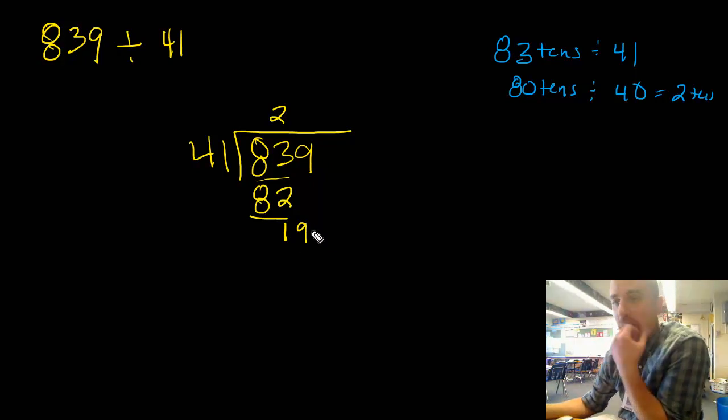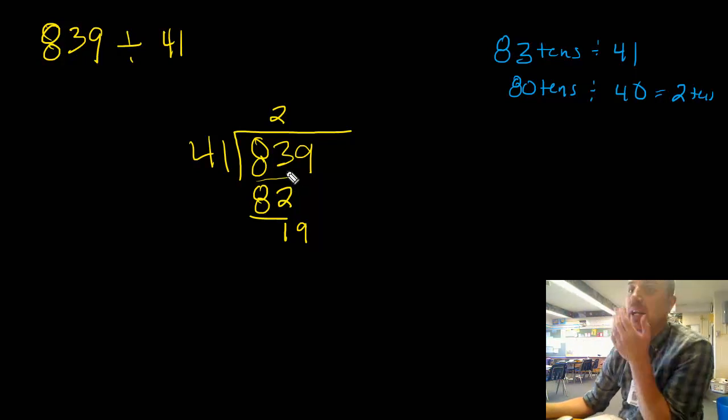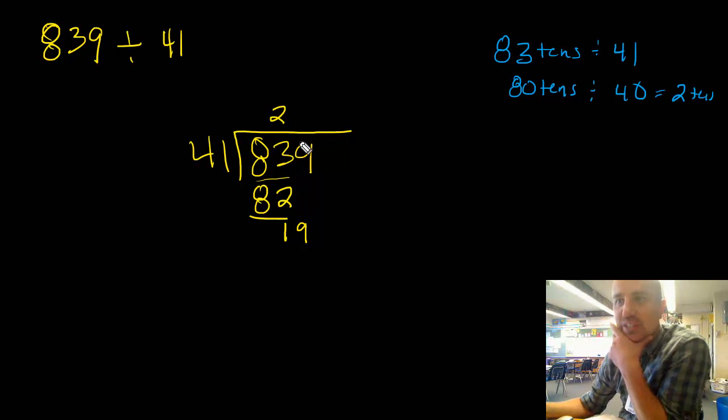Well, looking at that, I can't do anything with that. I have 41. I can't put 19 into 41, so I guess I'm done, right? If I can't do it, then that's going to leave me with a 0 there. Okay, can't do it, can't do anything, and I am stuck with a remainder of 19. Okay. This one's a little bit different. See how that worked? So now let's go ahead and check our answer.